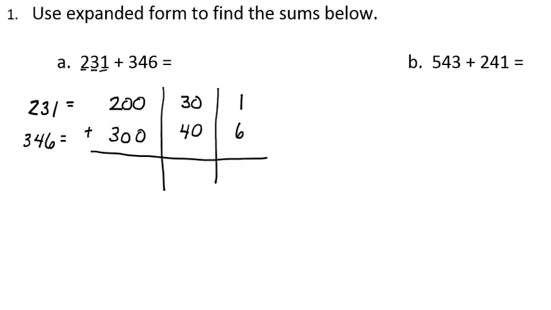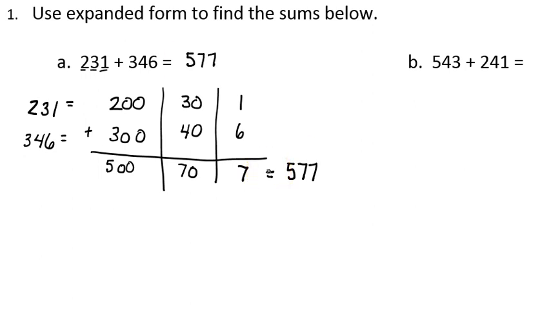Now that I have the two numbers written in expanded form, I'm going to add the numbers according to their place value. So I'll start by adding my ones. I have 1 plus 6 is 7. Then I have 30 and 40. I get 70. 200 plus 300 is 500. Now I'll take those three numbers and combine them. Right now my answer is in expanded form. Well, I'm going to combine them to put them in standard form. So 500 plus 70 plus 7 equals 577. So that's my sum.